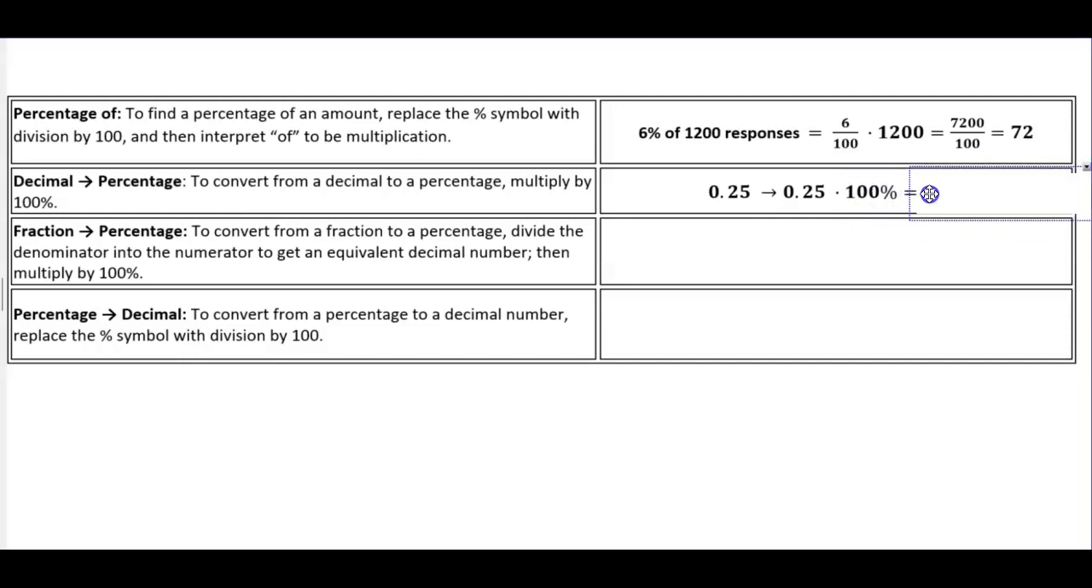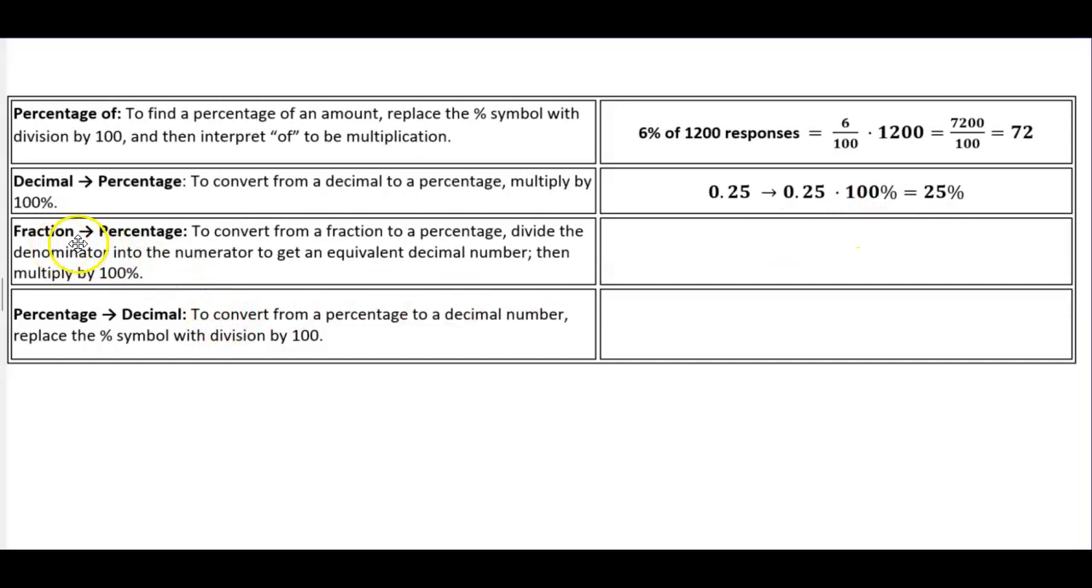And so what does that tell us to do? If we're multiplying by 100%, we want to convert this decimal to a percent, we end up getting the value of 25%. Another way of doing this is moving the decimal to the right 2 places to give us the value of 25%. So therefore, 0.25 is the same thing as 25%.